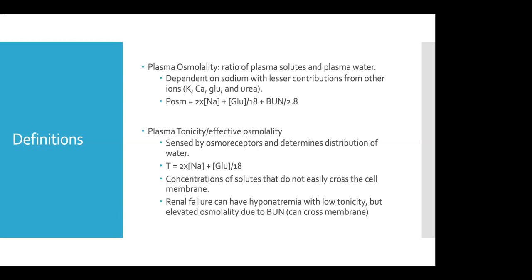Plasma tonicity, which is kind of the more important thing, or you'll hear it referred to as effective osmolality, is what's really sensed by the osmoreceptors, and it determines the distribution of water throughout the body. So tonicity, basically the equation is you take BUN out. And the reason is that BUN can easily diffuse across the plasma membrane, so it really has no effect on tonicity. And so you can see it's concentration of solutes that do not easily cross the cell membrane. And that's important to note because renal failure patients can have hyponatremia and they can have a high osmolality with the BUN being high, but they're actually hypotonic often. So they have a low tonicity.